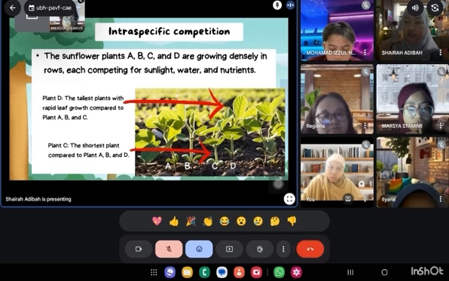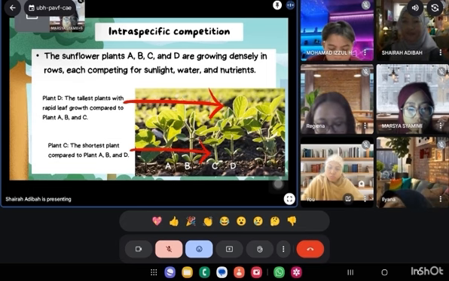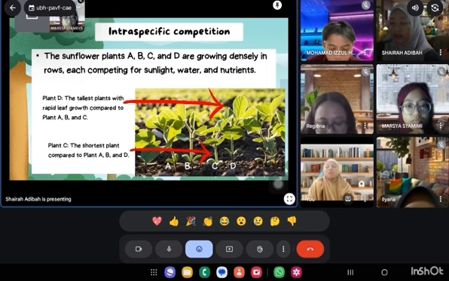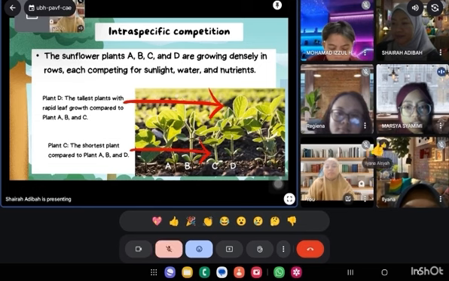Meanwhile, plant C is the shortest plant compared to A, B, and D. Perhaps plant C is the shortest one because it cannot gain sufficient sunlight, water, and nutrients compared to other plants. Meanwhile, plant D is the tallest plant compared to others because it obtains sufficient sunlight, water, and nutrients. Everyone clear? Okay. Yes. Clear, teacher.